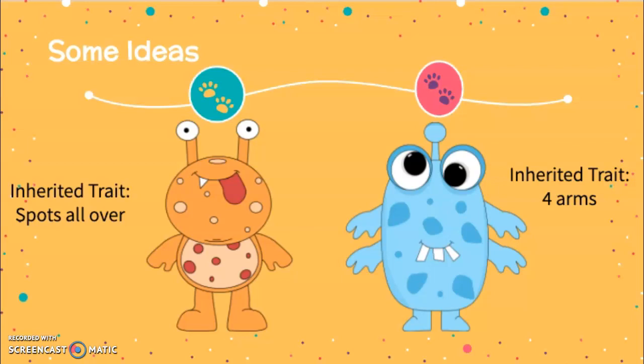So here are some ideas. This monster, the orange monster, got an inherited trait from its parents. The inherited trait that it got is spots all over its body. That means that the baby monster that you see here also got those spots from its mom or dad monster. This monster over here, the blue one, got its inherited trait of having 4 arms. That means its mom or its dad had 4 arms too. As you can see, there are multiple traits on both these monsters, but for right now, I'm just going to point out a few that it could have gotten from its parents.